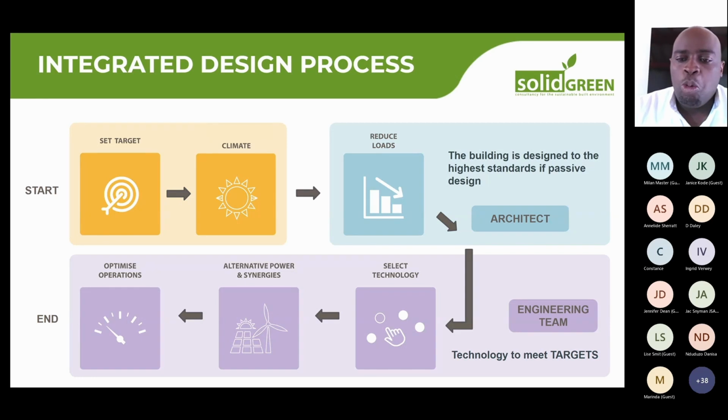And the idea is that with your building being as passive as possible, you select the right type of technology to match. And then you would look at your alternative power. And then what is really important is optimizing operations. All we are doing in the design process is giving a building the potential to operate in an efficient manner, but it doesn't necessarily mean that's how it will be. So very often as a design team, we stop when the building starts, and then it becomes someone else's problem. So in this process, the operations and continuous optimization is really what is important.